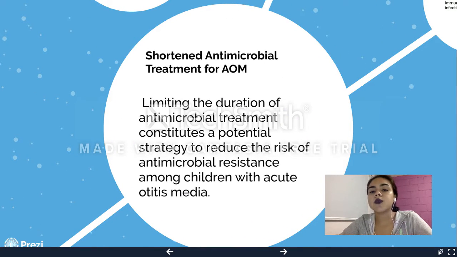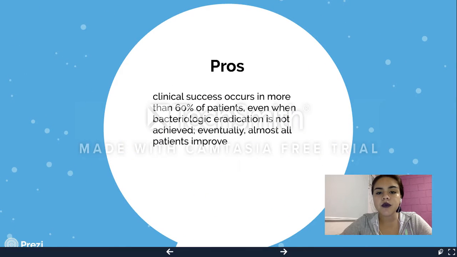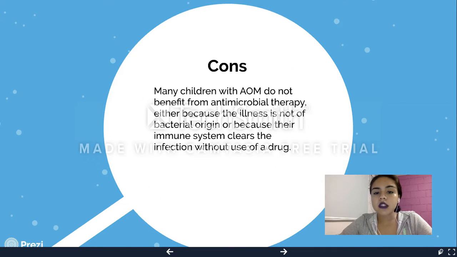Shortened antimicrobial treatment for acute otitis media. Limiting the duration of the antimicrobial treatment constitutes a potential strategy to reduce the risk of antimicrobial resistance among children with acute otitis media. Which are the pros? Clinical success occurs in more than 60% of patients, even when bacteriologic eradication is not achieved. Eventually, almost all patients improve. The cons is that many children with acute otitis media do not benefit from antimicrobial therapy, either because the illness is not of bacterial origin or because their immune system clears the infection without use of the drug.